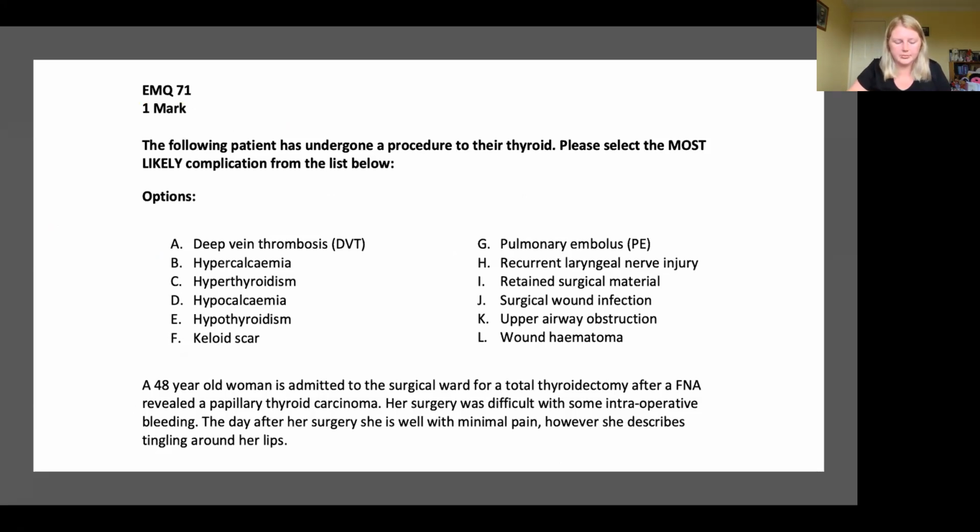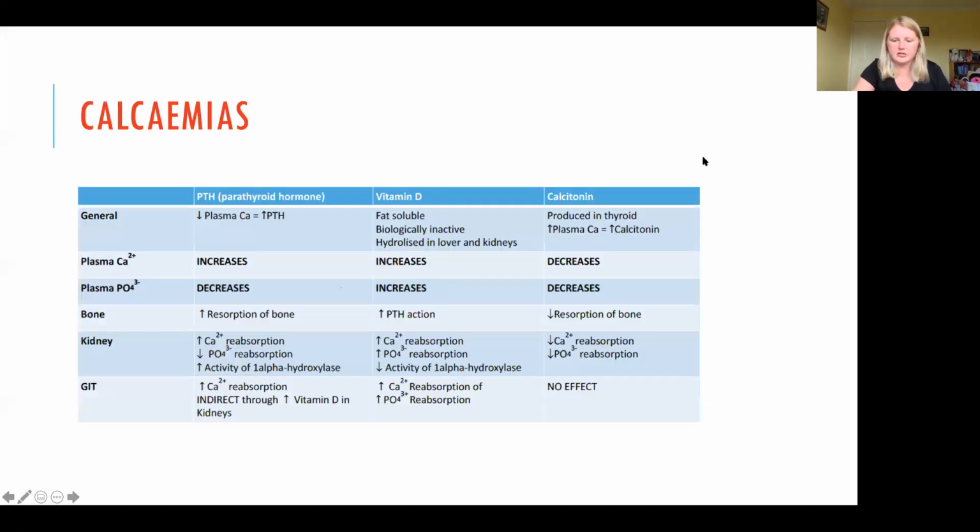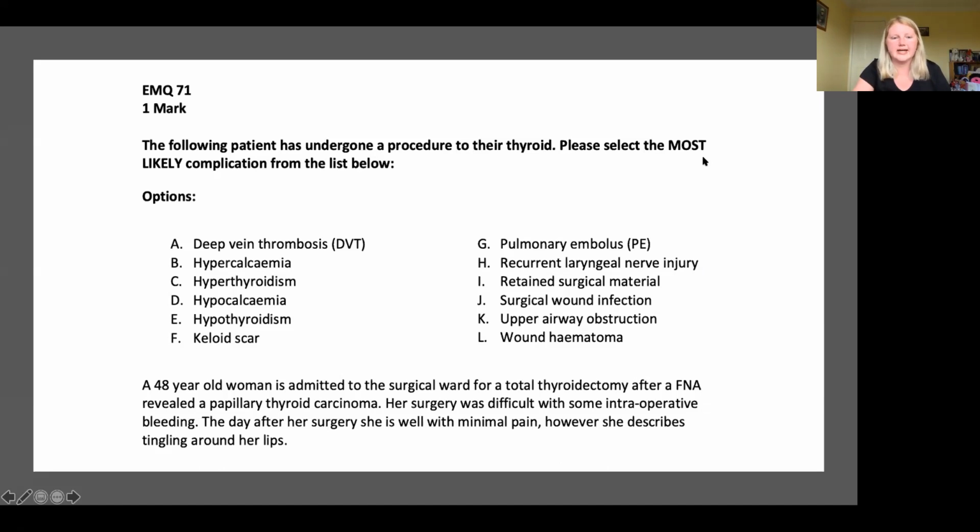Okay, just another question. Okay, good. So this can come up in a question. So the answer in this case is hypocalcemia, and I'm going to go through those a bit more now.